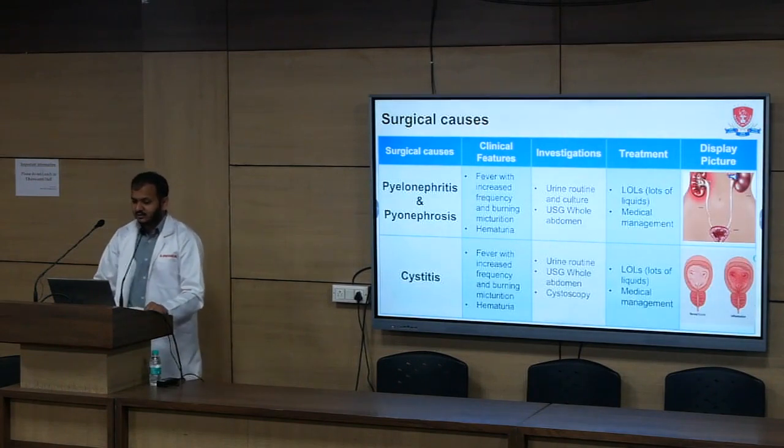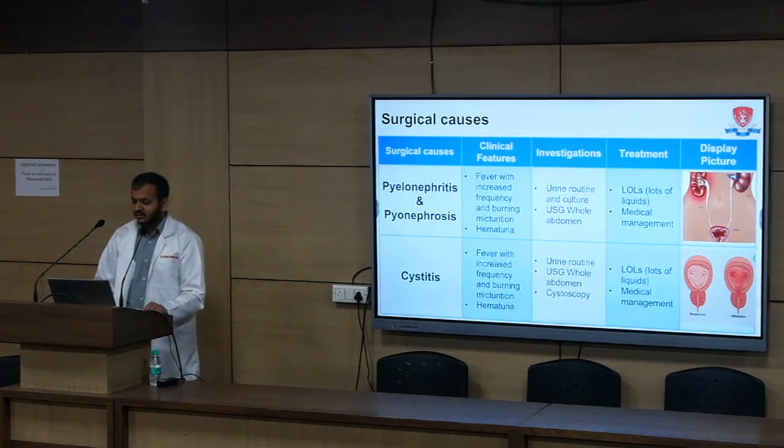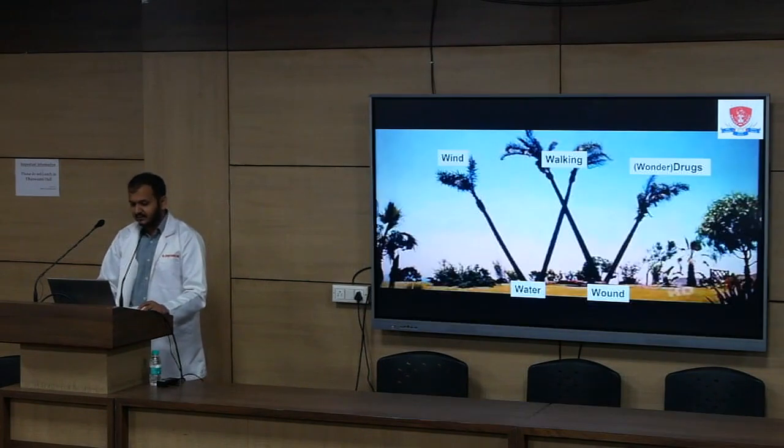The other surgical causes like pyelonephritis, nephrosis and cystitis have very similar clinical features, that are fever with increased frequency and burning micturition associated with hematuria. The investigation of choice will be urine routine and culture and sonography of the whole abdomen. The treatment will be lots of liquids and it can be managed medically. These were the surgical causes of fever.